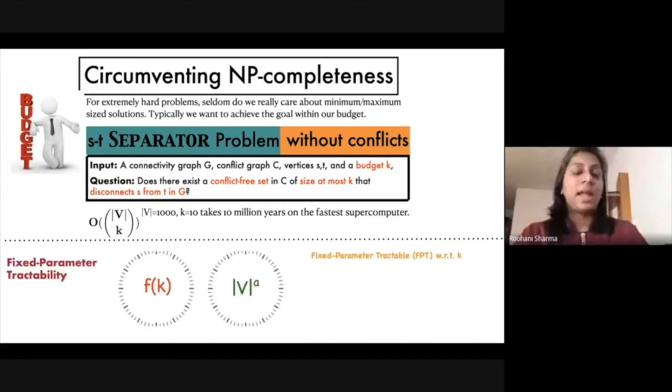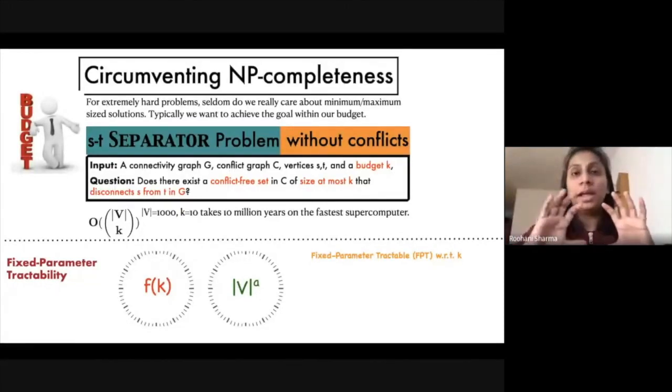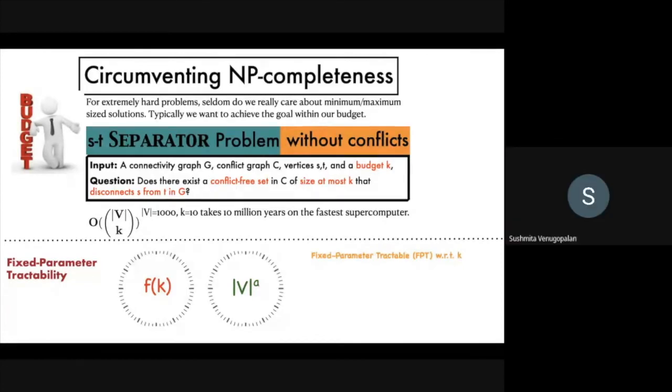And the notion of fixed parameter tractability is the following. For NP-complete problems, in the realm of fixed parameter tractability, we analyze the running time of our algorithm on two clocks. We analyze the dependence of the running time on the input size and on the parameter.